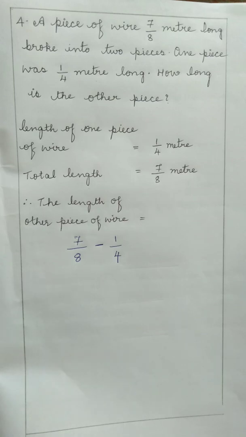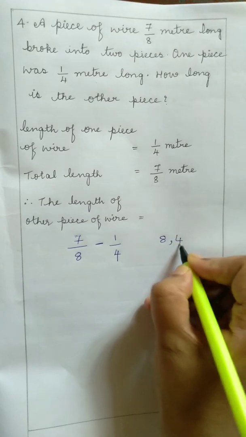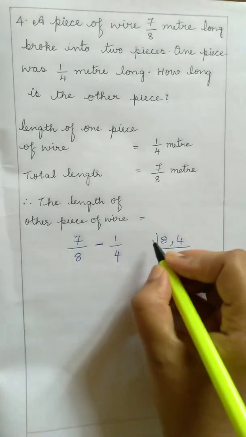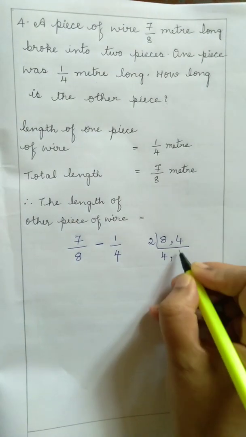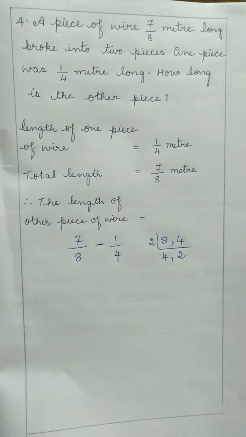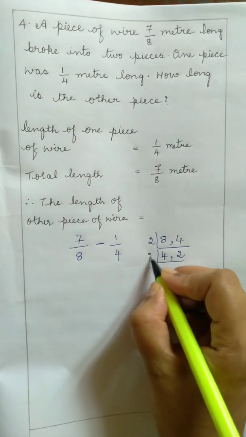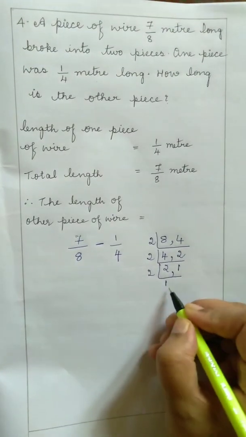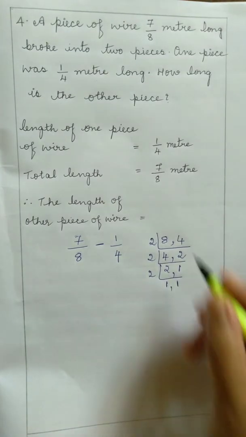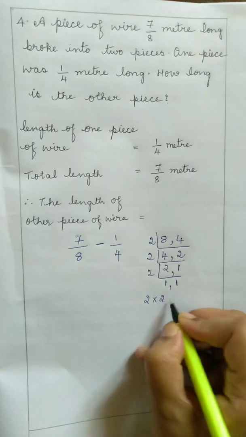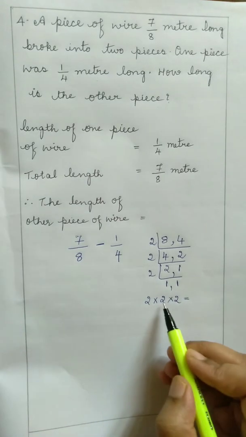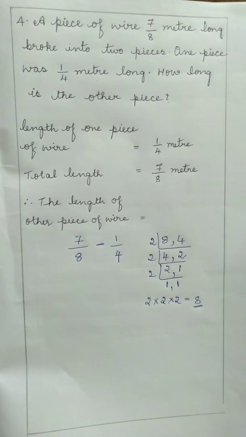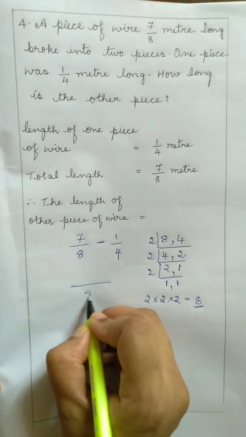Now, find out the LCM of the denominators 8, 4. Both 8 and 4 are divisible by 2. Therefore, 2 4s are 8, 2 2s are 4. Again 4 and 2, it is divisible by 2. 2 2s are 4, 2 1s are 2. Take 2, 1, 2 1s are 2, 1. Multiply the numbers. We have 2 into 2 into 2. That will be equal to 2 2s are 4, 4 2s are 8. Therefore, the LCM of 8 and 4 is equal to 8.